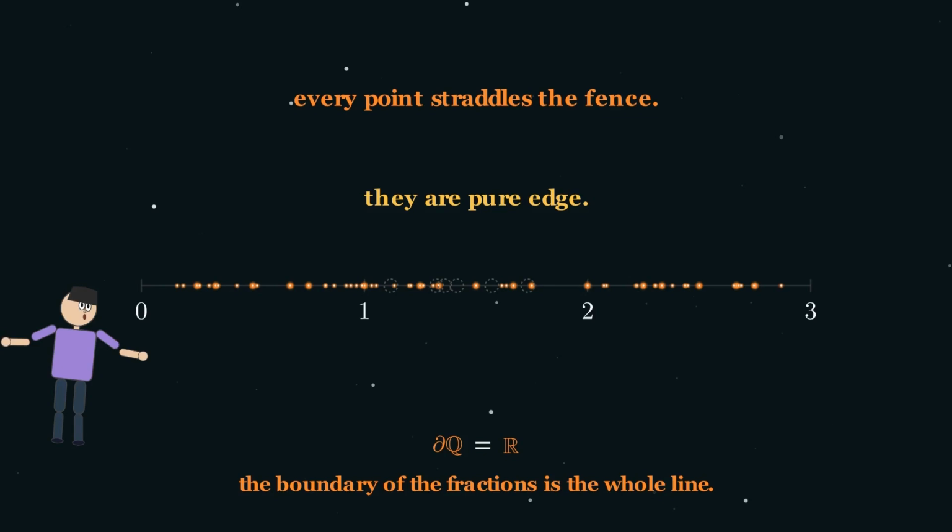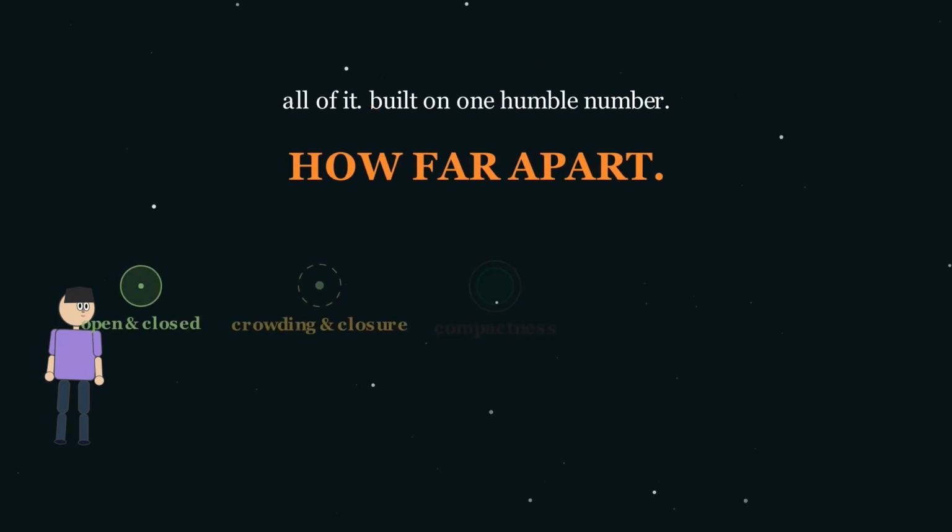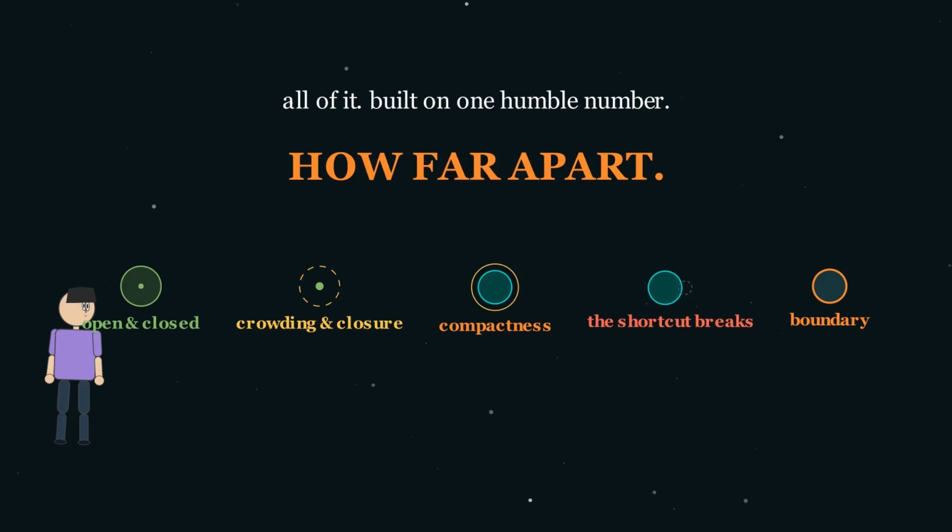So look at everything that distance gave us once we trimmed it down to 4 honest promises. Open sets and closed sets. Crowding points and closures. Compactness and the cozy shortcut that quietly fails the moment you leave home. And boundaries that can swallow a whole line. All of it, every piece, built on one humble number.